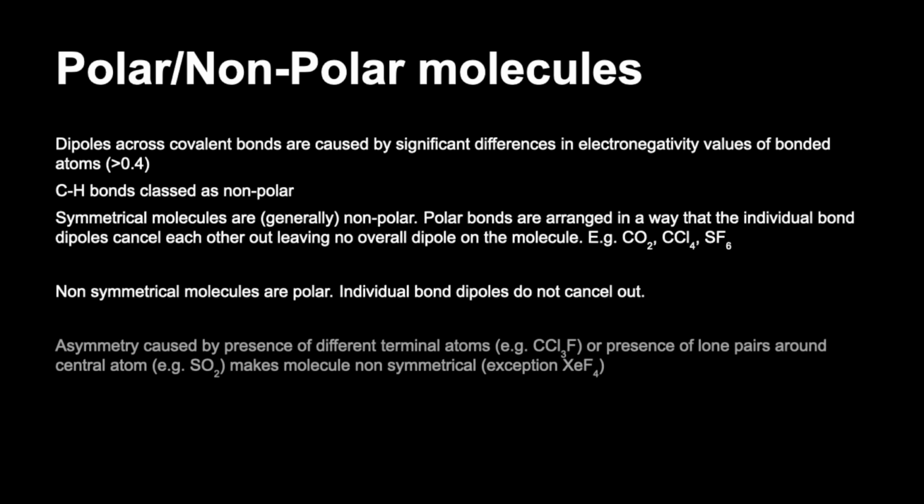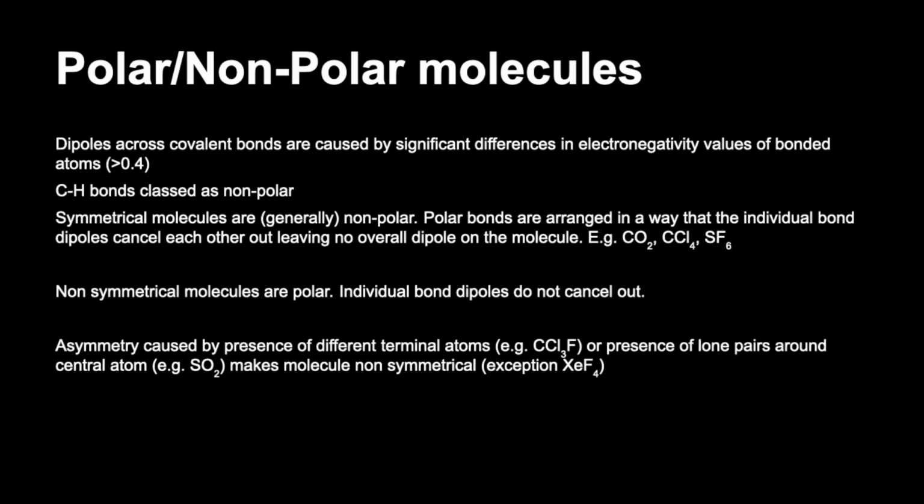So what causes a molecule to be non-symmetrical? Asymmetry is caused by the presence of different terminal atoms. So what do I mean by that? Different atoms around the central atom. So there's an example there, CCl3F. You can see you've got 3 chlorines and a fluorine around the carbon. So that's going to be a polar molecule.